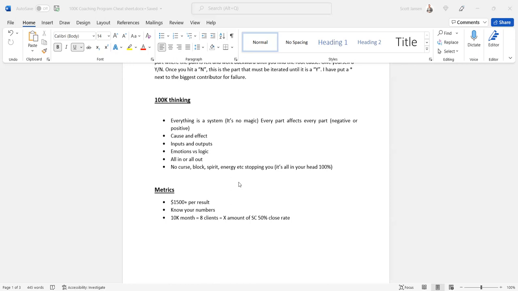Okay. Life is inputs and outputs. If I want to lose weight, the output is I want to lose 10 kilos. The inputs, if I'm eating chocolate cake and lollies every day, how can I expect the output?